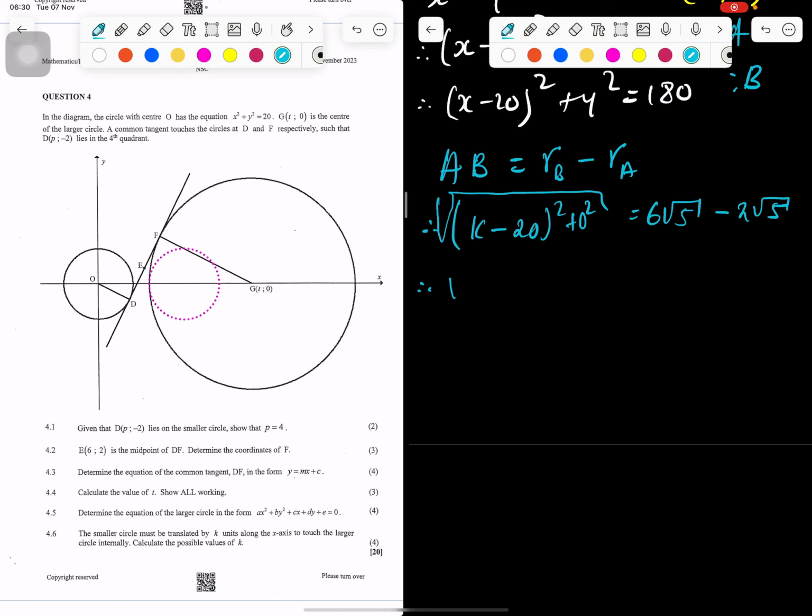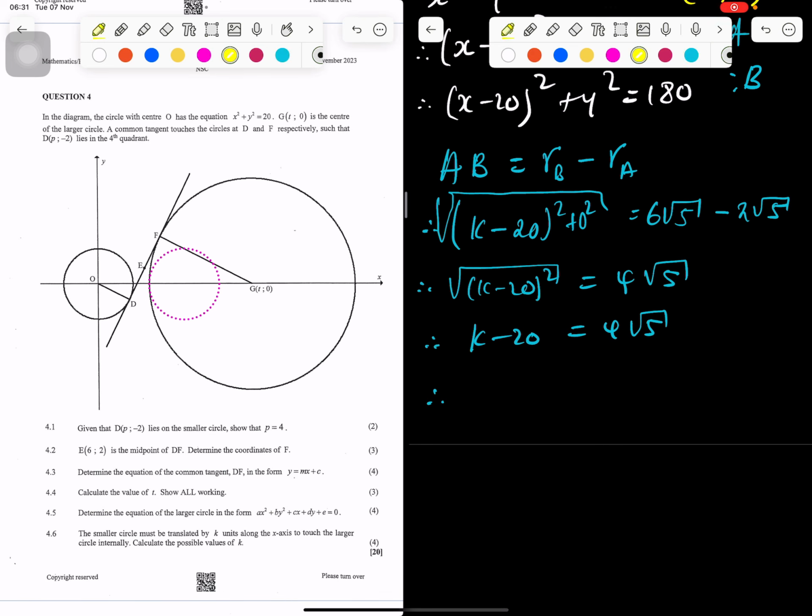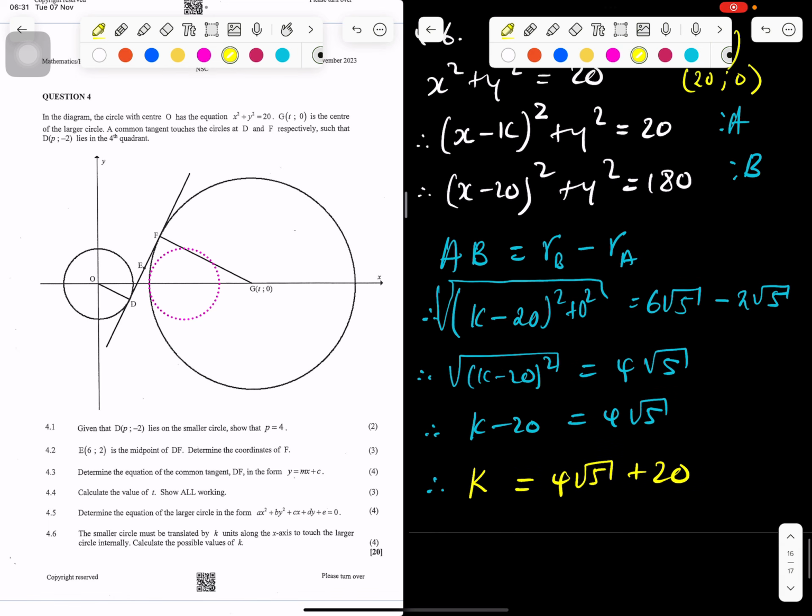So therefore, you have the square root of (k minus 20) squared. Then you need to square this. And then this will give you guys 4 root 5. Now you can see that the square root will undo the square inside there. It's a perfect square. It's going to be k minus 20 is equals to 4 root 5. Therefore, the value of k here should be 4 root 5 plus 20. Unfortunately, I don't have any other method to show you, but this should be the value that we are interested in. Thank you very much, guys.